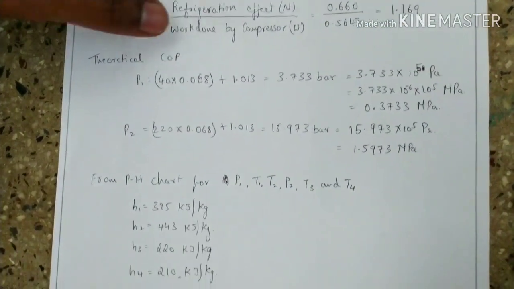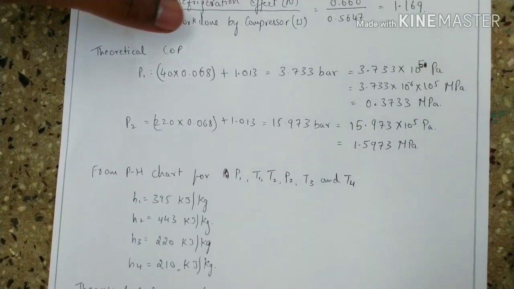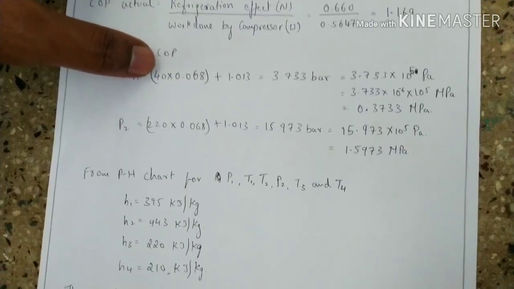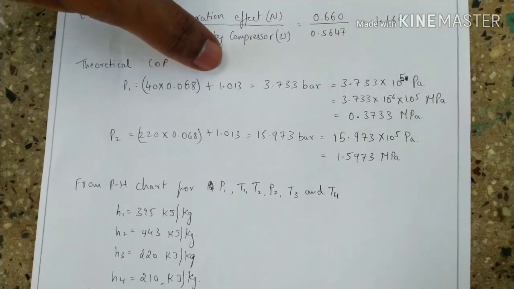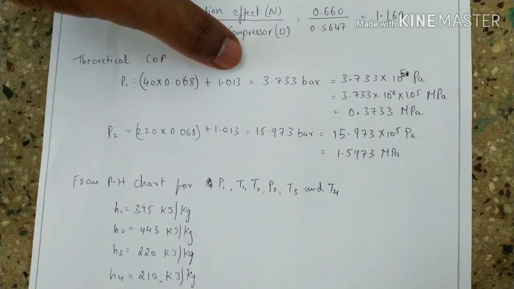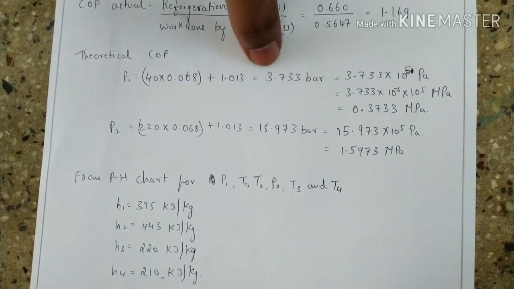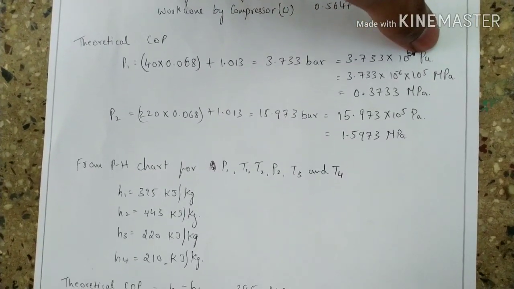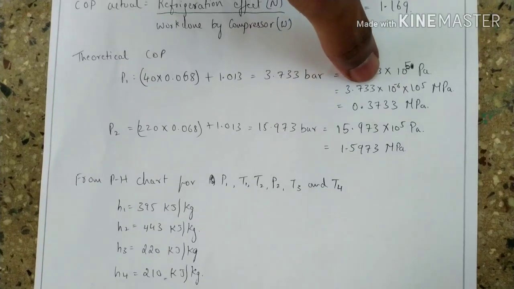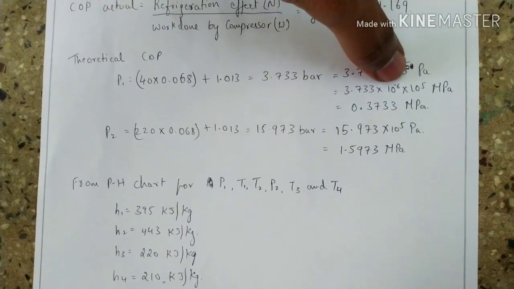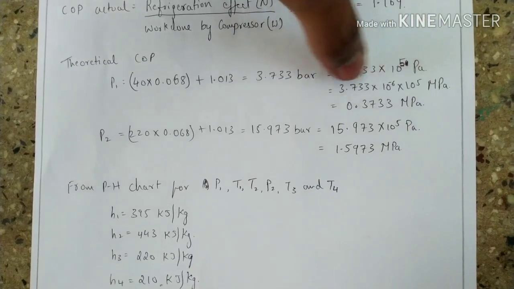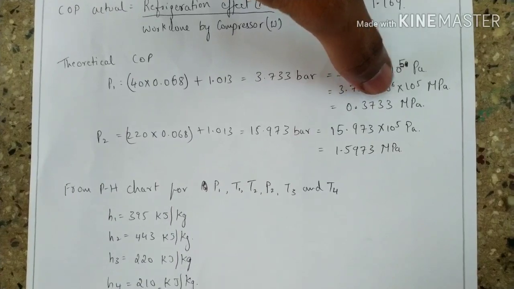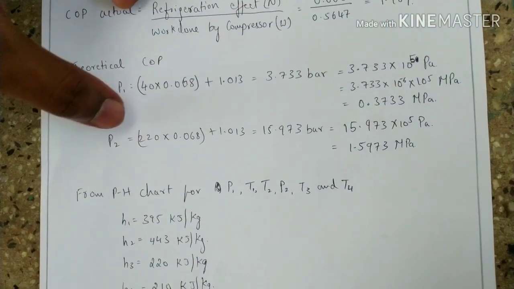Coming to the next part, theoretical COP, that is coefficient of performance calculated theoretically. Here we have the pressure P1, which is multiplied by 0.068, and when the answer is added to 1.013, we get the pressure in bar, that is 3.733. Next we have to multiply it by 10 to the power of 5 to convert it into pascals, and again multiply the same thing by 10 to the power of minus 6, so that we get the unit in MPa. When we do this, the final answer we get is 0.3733 MPa.